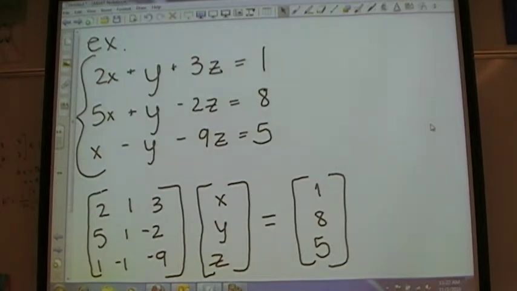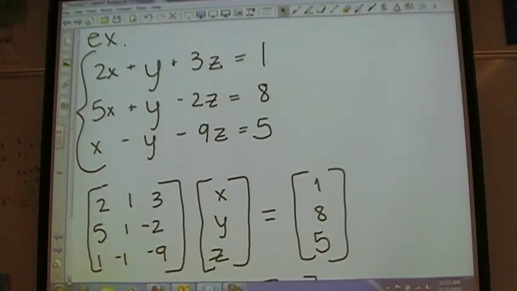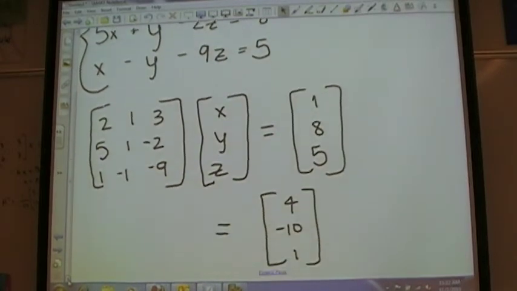All right. Now let me show you how to do this on the calculator. Can you hold on for like 5 seconds? Yep. All right, so get out your calculator.